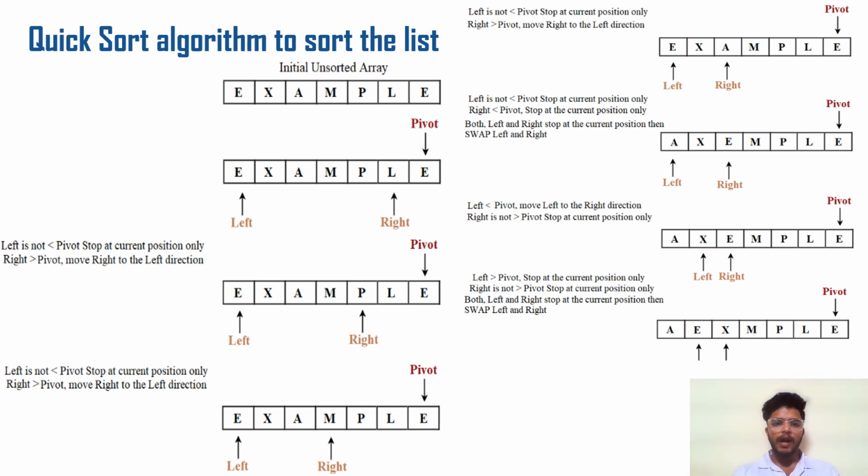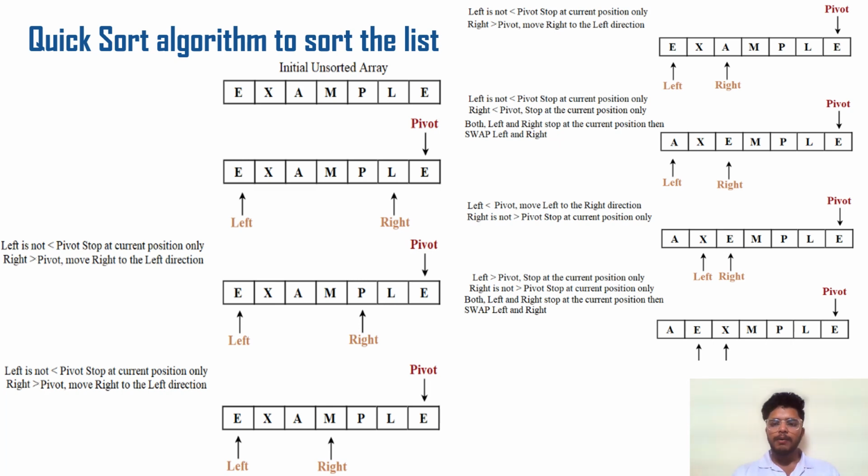Example. Here we have an initial unsorted array. Left is not less than pivot, stop at the current position. Right greater than pivot, move right to the left direction, where E and L get mismatched. Left is not less than pivot, stop at the current position. Right greater than pivot, move right to the left direction. Then following step 3, left is not less than pivot, stop at the current position. Right greater than pivot, move right to the left direction, where E and A get mismatched, so they interchange.